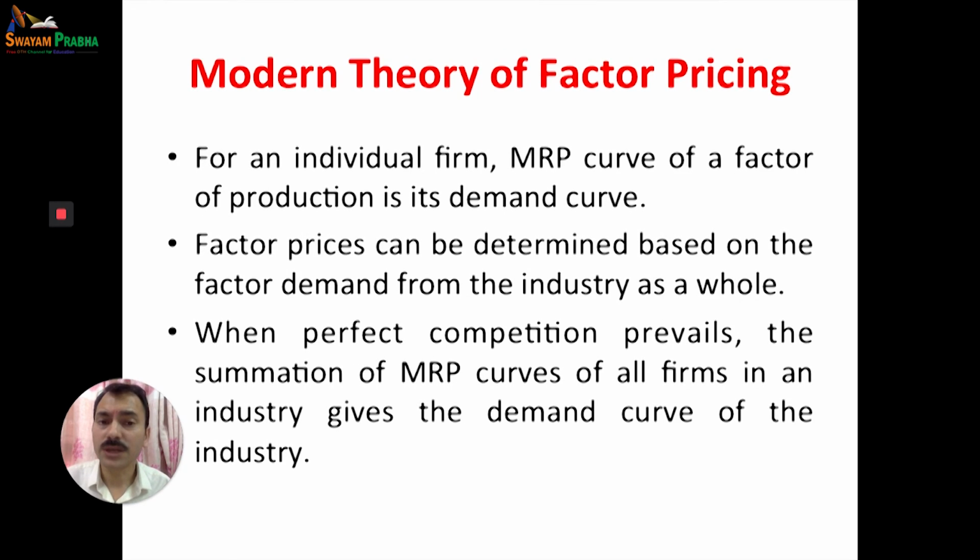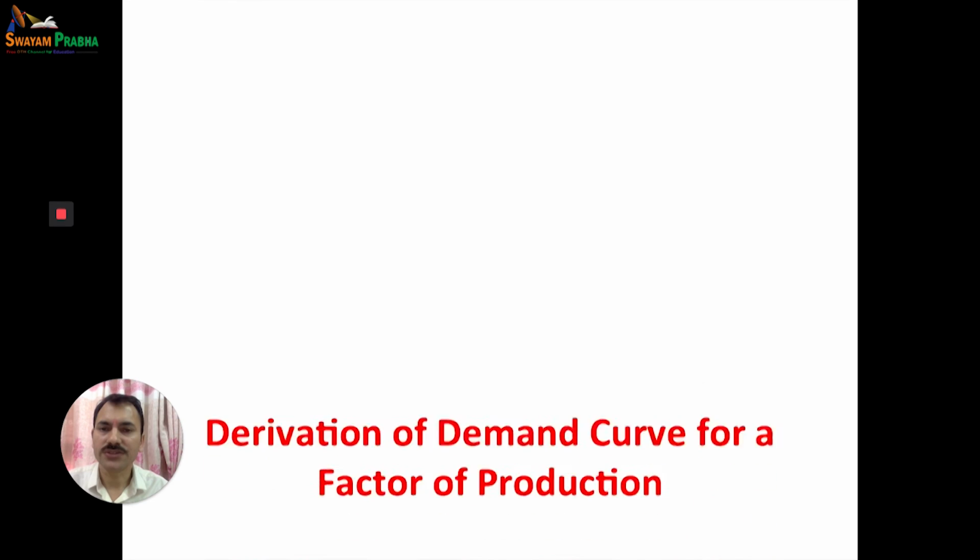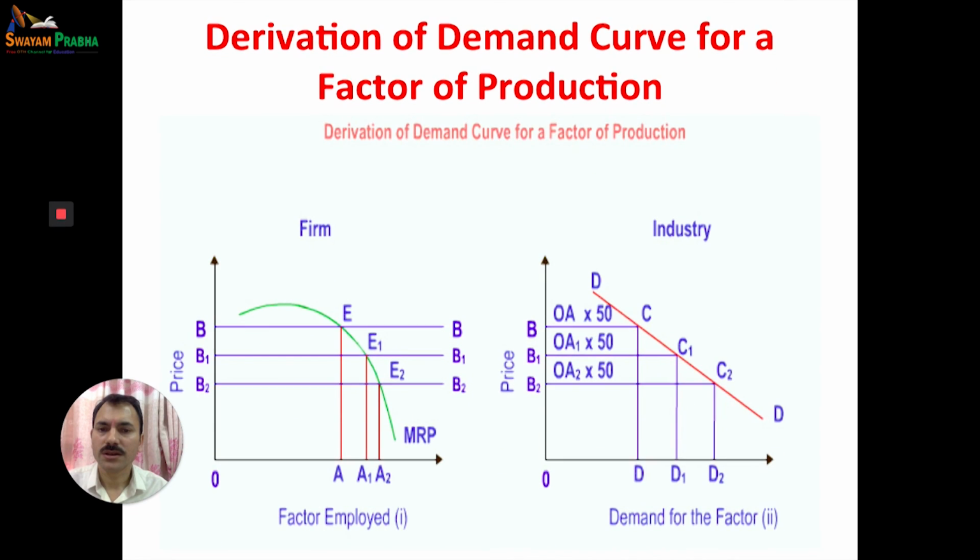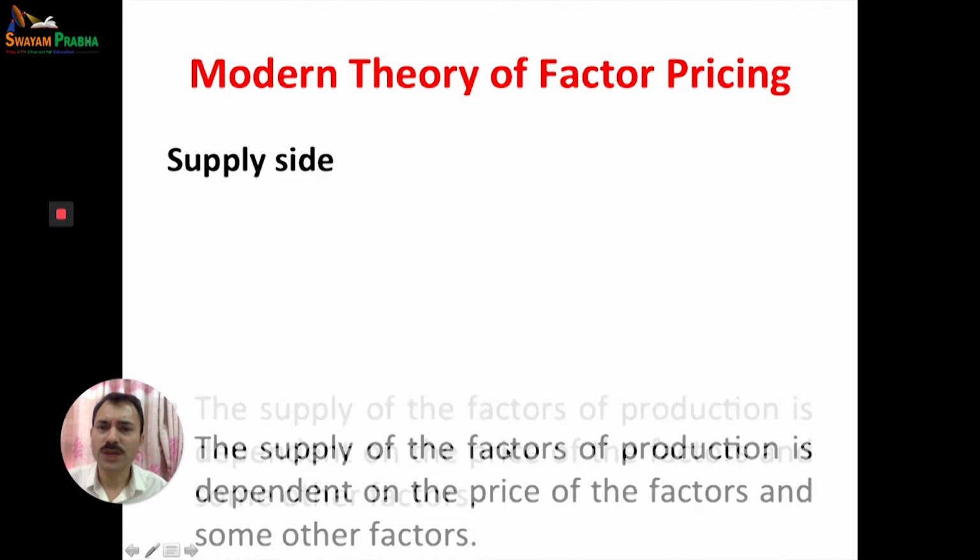For an individual firm, the marginal revenue product of a factor of production is its demand curve, where a factor price can be determined on the basis of factor demand from the industry as a whole. When perfect competition prevails, the summation of MRP curves of all firms in the industry gives the demand curve of the industry. See, this is the firm's marginal revenue product and this is the industry demand. So modern theory says that the demand curve will be downward sloping. Modern theory of factor pricing.